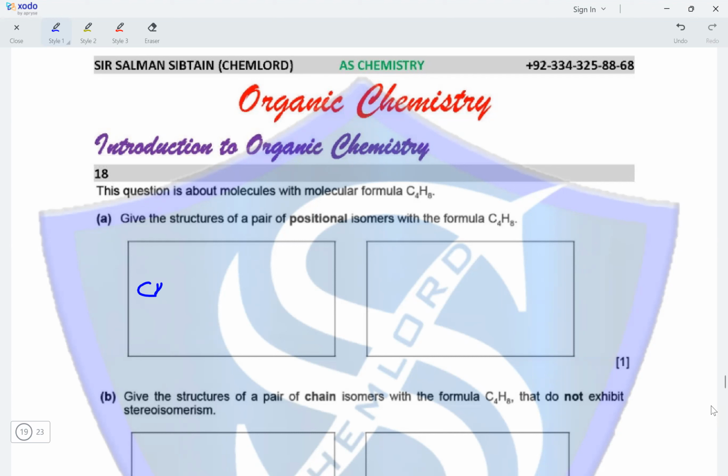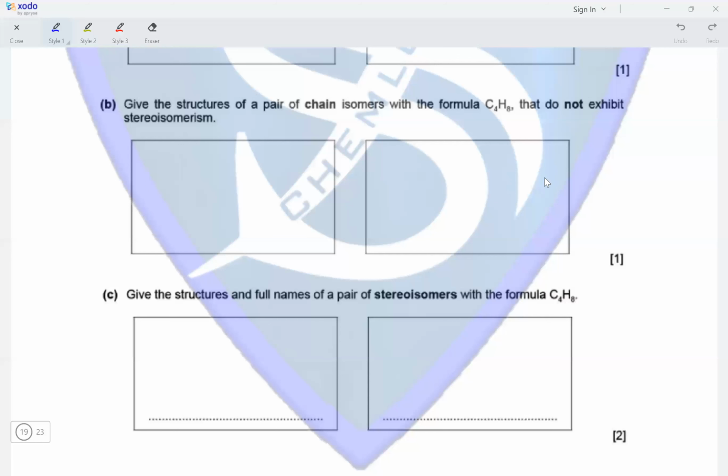So that would be CH2 double bonded to CH, single bonded to CH2, single bonded to CH3, and its positional isomer, which would be CH3 single bonded to CH, double bonded to CH, single bonded to CH3. So both of these are positional isomers of one another having the molecular formula C4H8.